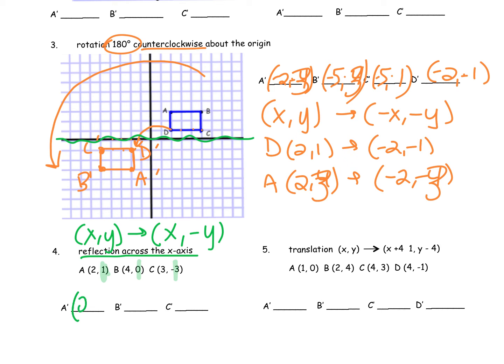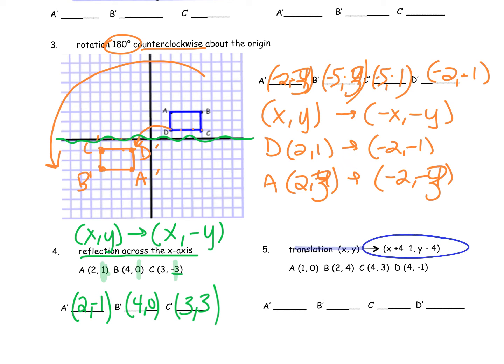So A prime would be 2, y is opposite of 1, which is negative 1. 0 is just 0, so it stays. And C prime is 3, and then the opposite of negative 3 would be positive 3. And then last one on the front side, we have a translation.